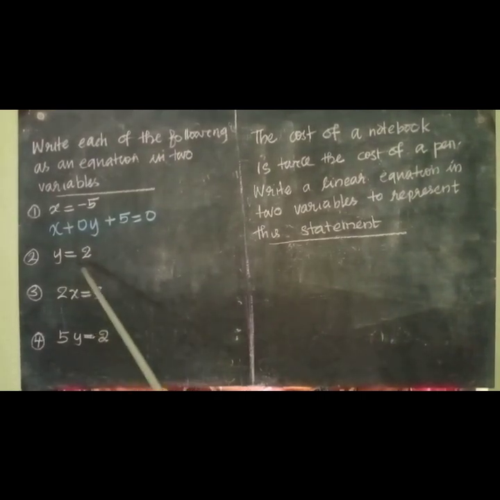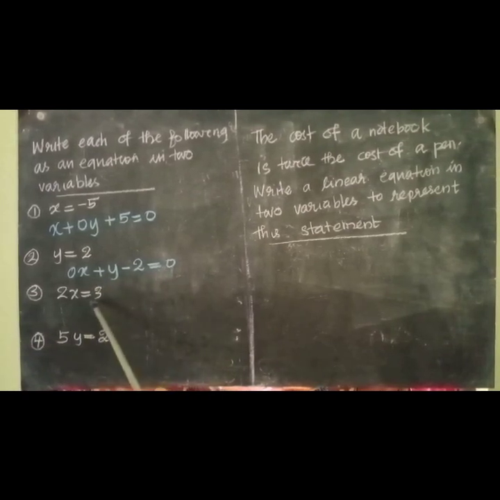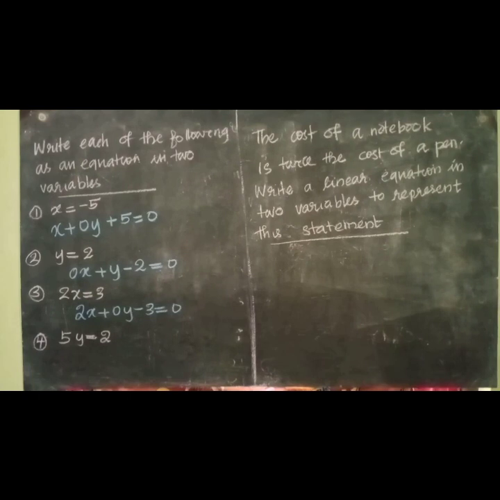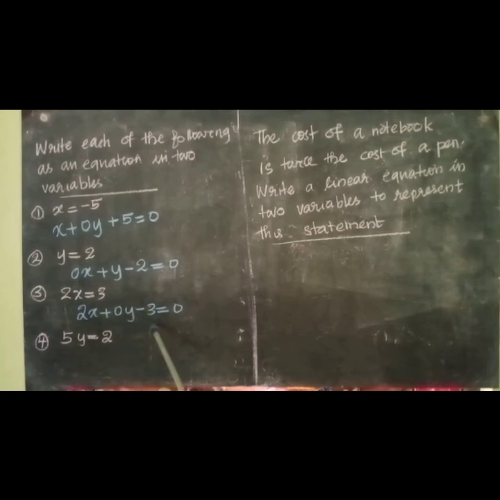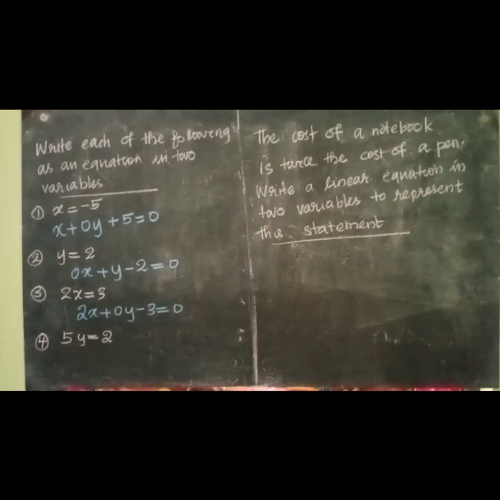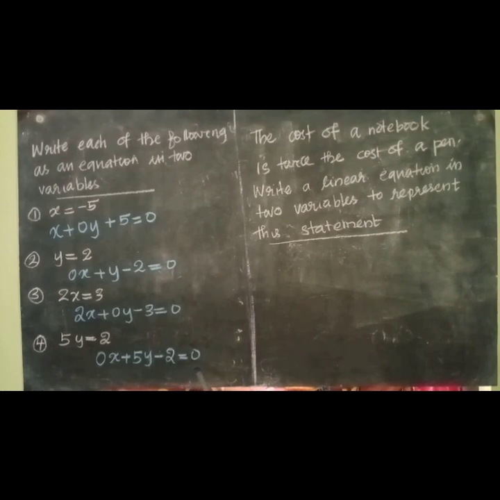Okay. Next question. Y equal to 2. Here you can see the number with variable x is missing. So there you have to write down 0. So let us see how we can write it. We can write it as 0x plus y minus 2 equal to 0. Next, 2x equal to 3. Here the term with y is missing. Okay, we can write it as 2x plus 0y minus 3 equal to 0. Next question, 5y equal to 2. Here the term with x is missing. So the answer is 0x plus 5y minus 2 equal to 0.